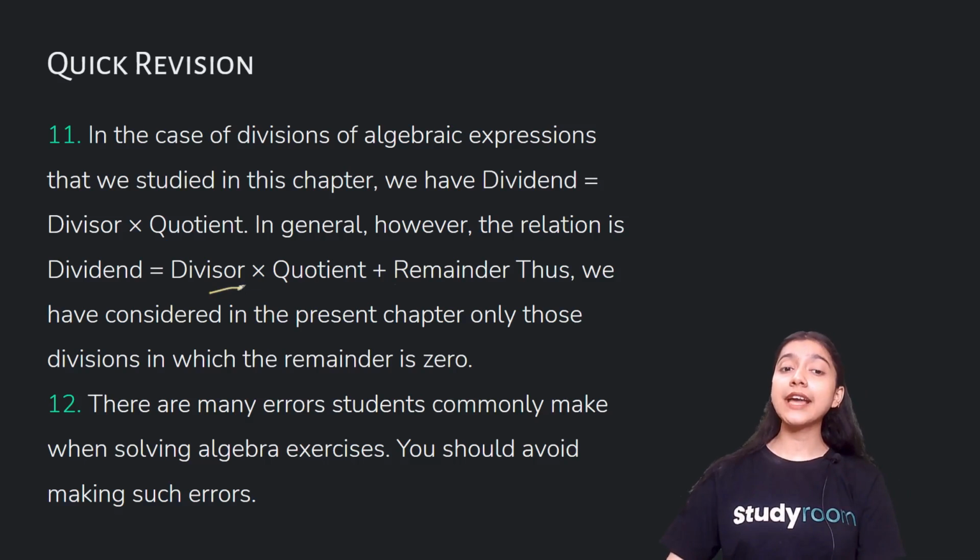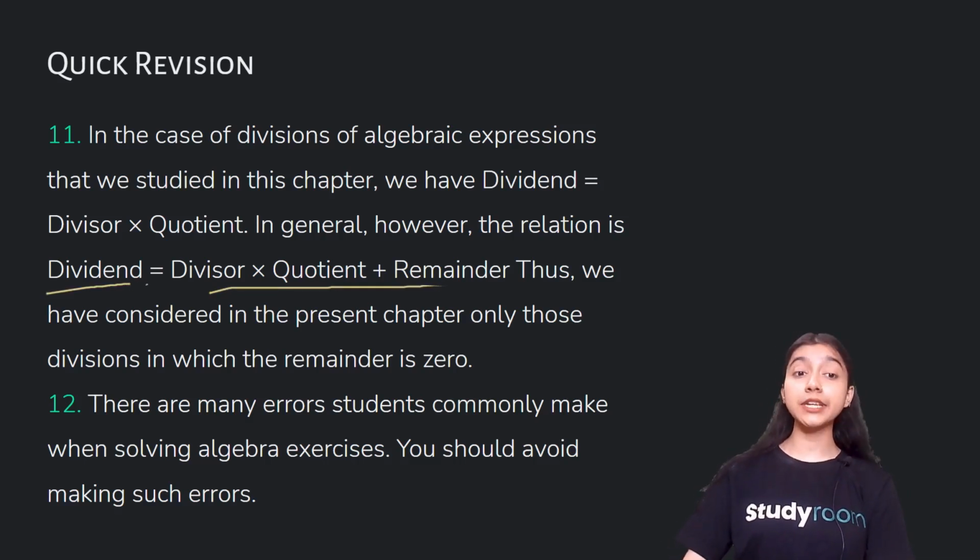In this chapter, we even observed while practicing problems of division of algebraic expressions that we were getting the product of divisor and quotient as the dividend. But in general terminology, dividend is equal to divisor into quotient plus remainder. So we can say that in this chapter, we only considered those expressions in which the remainder was 0.